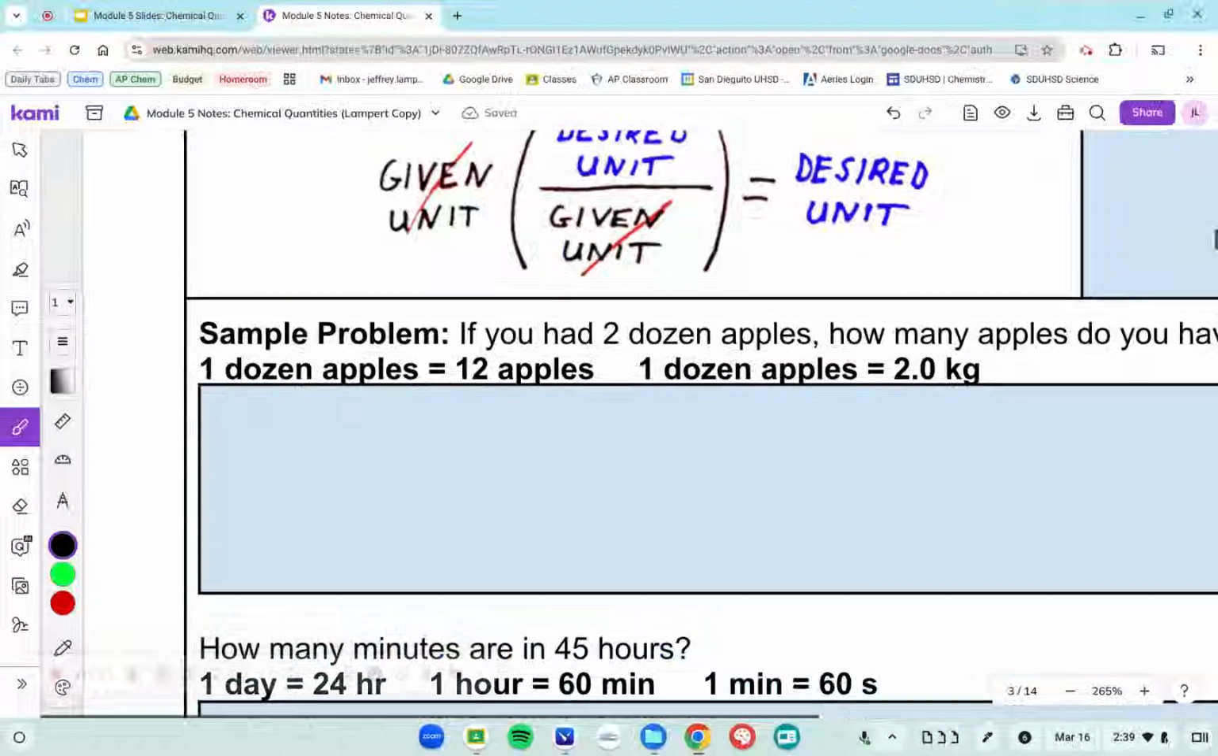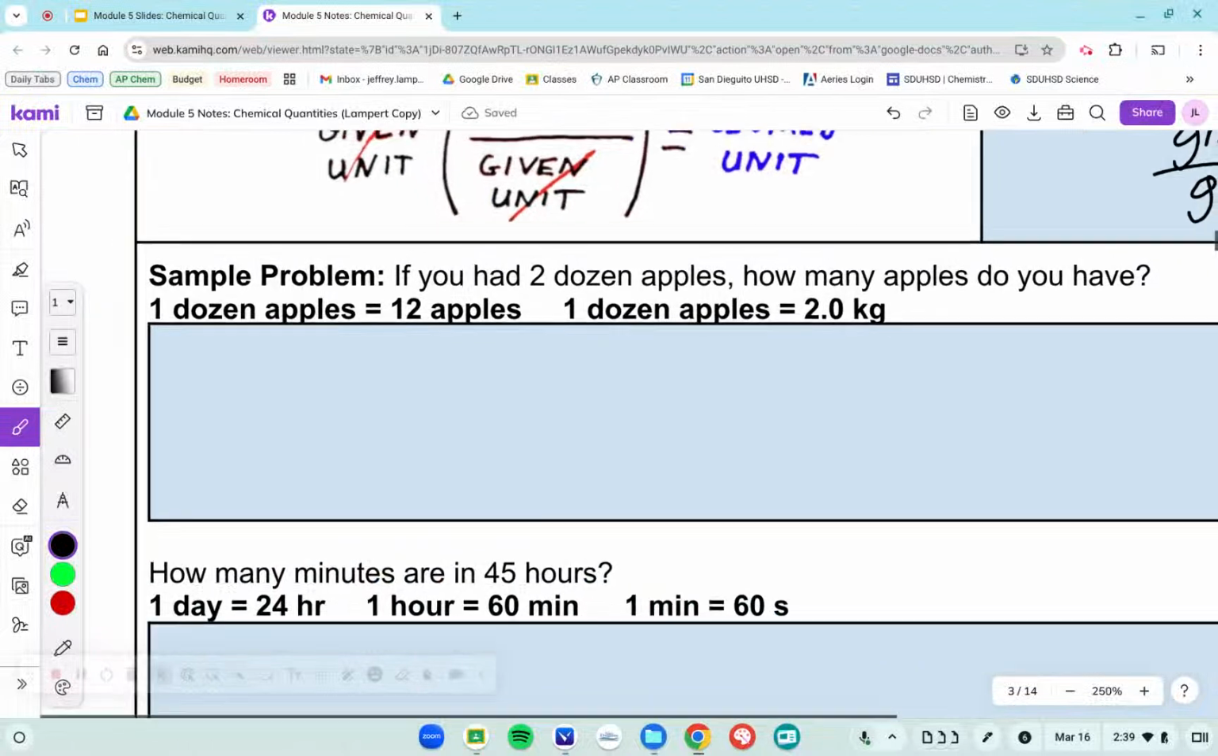So now let's do an example together. If you read this problem before even doing any math, you probably know the answer. If you have 2 dozen apples, how many actual physical apples do you have? Someone say the answer before we do math. 24. Right? The reason we're doing it this way is because I know that y'all know the answer. We just need to learn how to show our work and do the math when it's easy, so that when we get to chemistry and it's harder, it's a little bit easier to figure out.